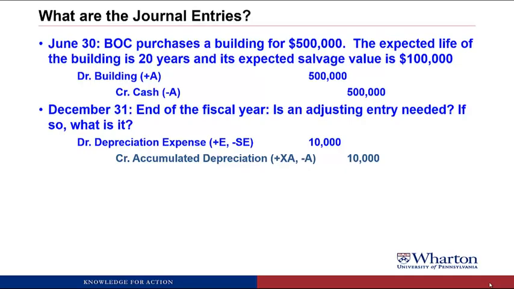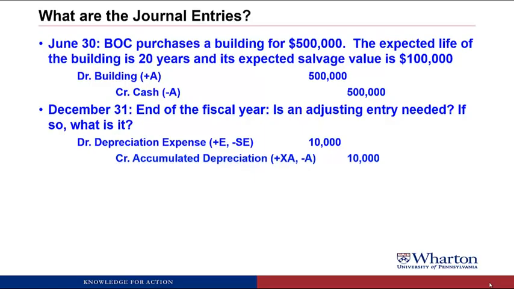We're not going to directly deduct it from the building account, but instead we're going to put it in this contra asset called accumulated depreciation. And because it's a contra asset, a credit increases the account, increases the contra asset, which in turn is reducing total assets. Now we did 10,000 as the number.